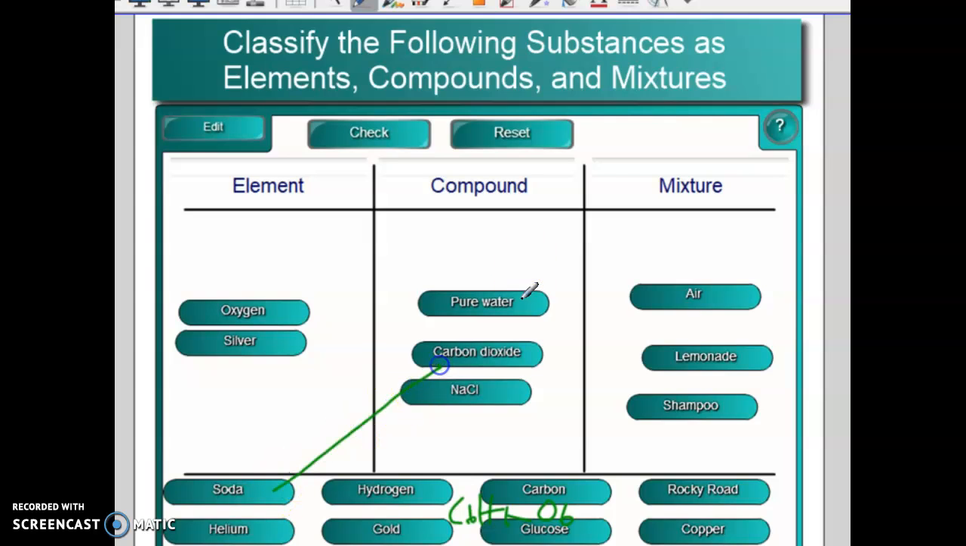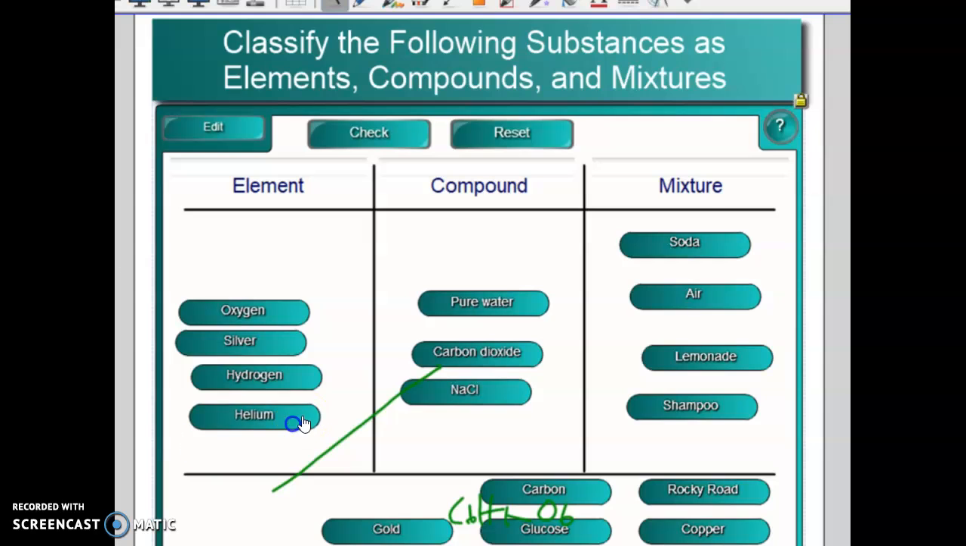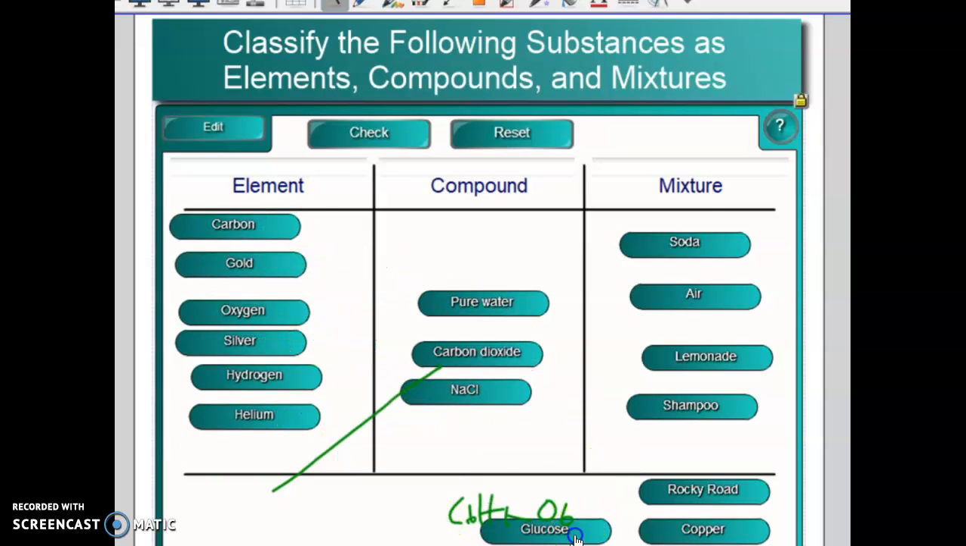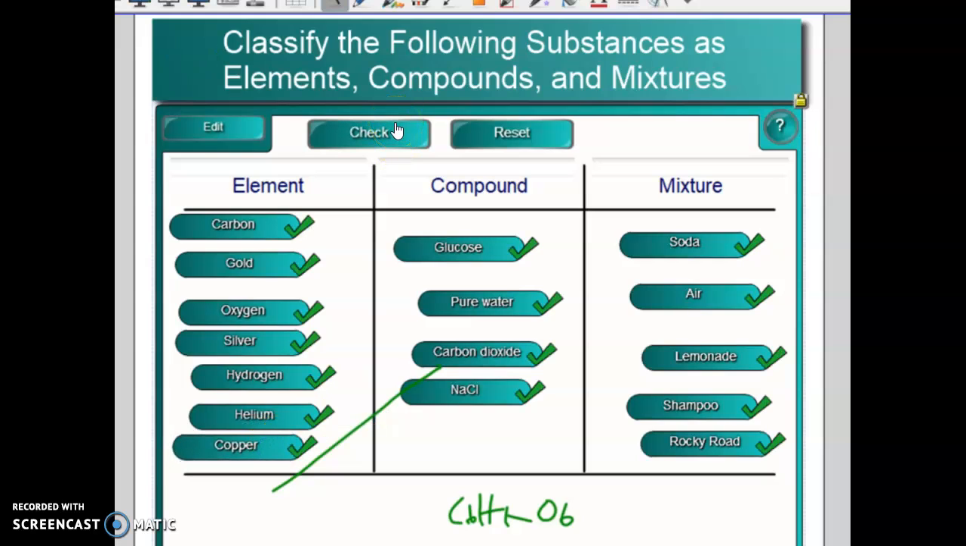Okay, so soda, oops, oh my gosh, I'm writing. Soda should be a mixture. Hydrogen is an element. Helium is an element. Gold is an element. Carbon is an element. Glucose should be a compound. Rocky Road ice cream is a mixture. And copper is also an element. That'd be really embarrassing if I went to check those and then some of them were wrong.